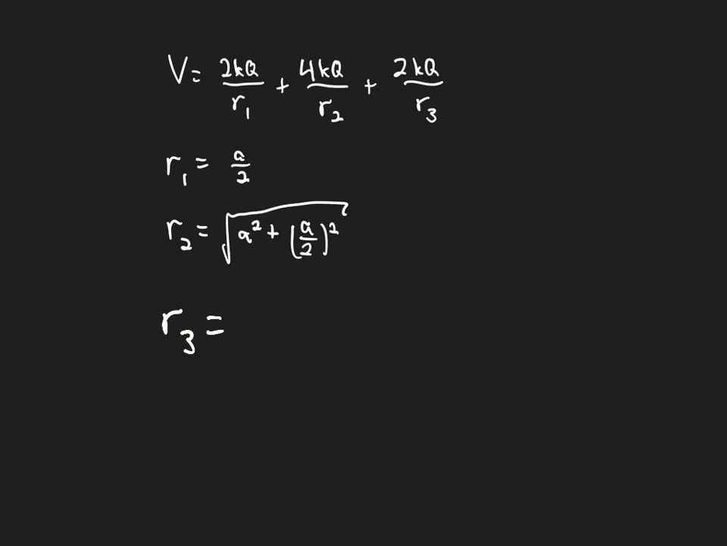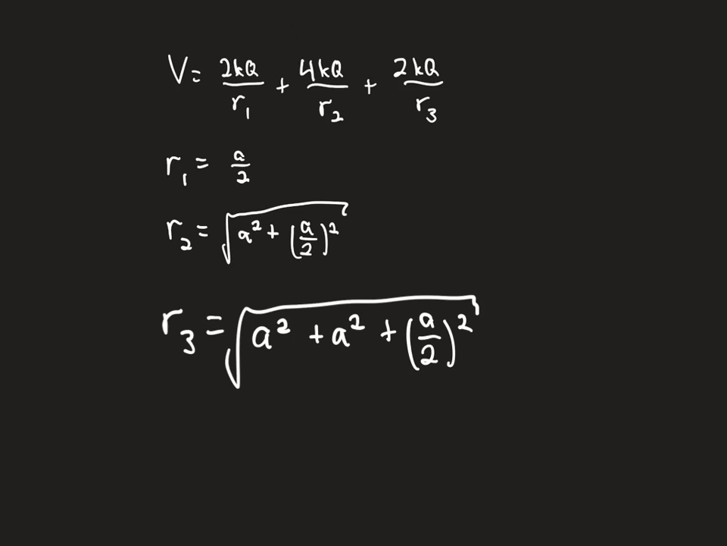And then R3. R3 is the back bottom corners. So I need to go up to the front. How far from the back to the front? That's A, so A squared. How far from the bottom to the top? That's A squared. And how far from the top corner to the middle? A over 2 squared. Square root. So there's my R1, R2, and R3. There's my answer.